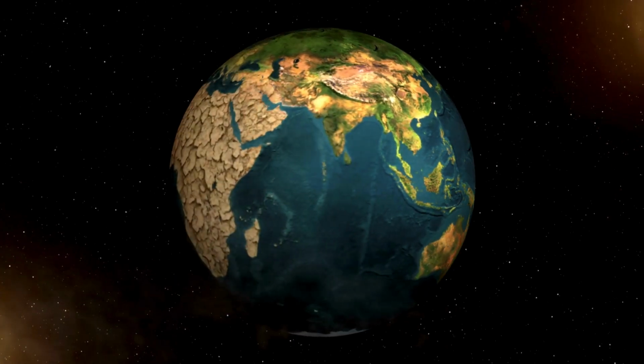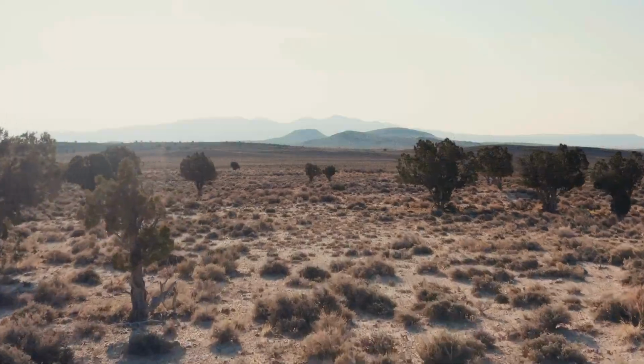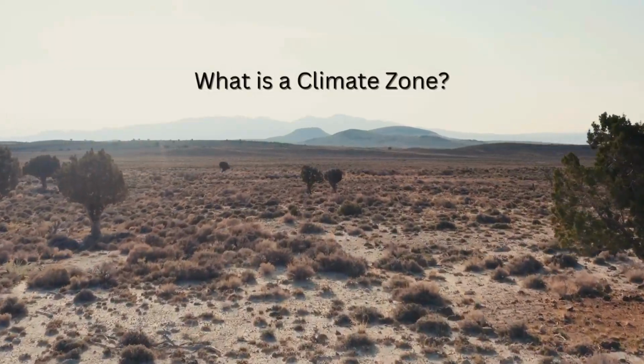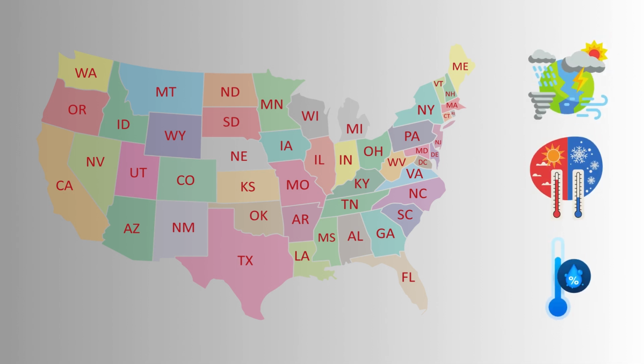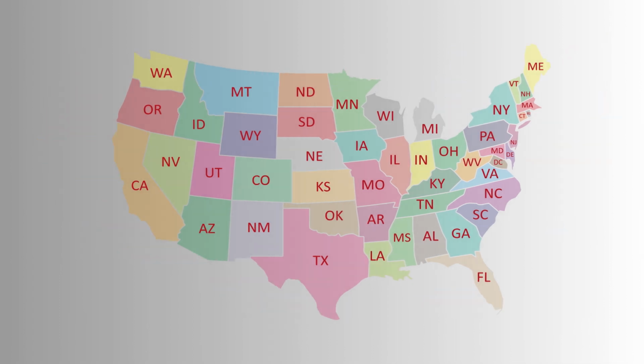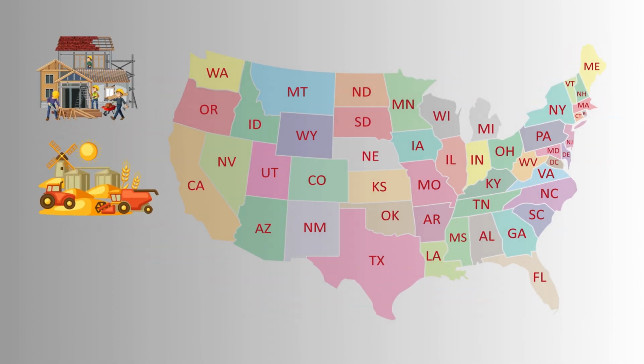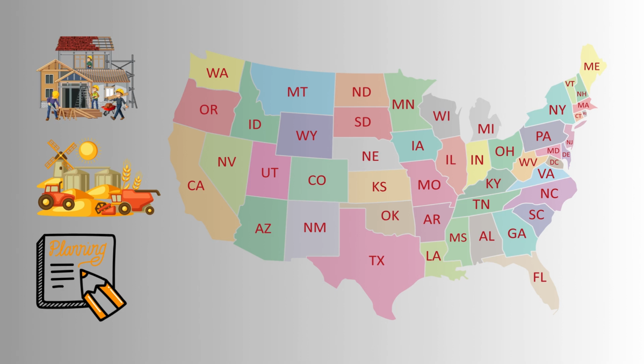We hear the word climate thrown around a lot, but what is a climate zone? Climate zones are regions defined by their weather patterns, temperature ranges, and humidity levels. These zones are used in various industries, particularly in construction, agriculture, and environmental planning, to design and build structures that are suitable for the local climate conditions.